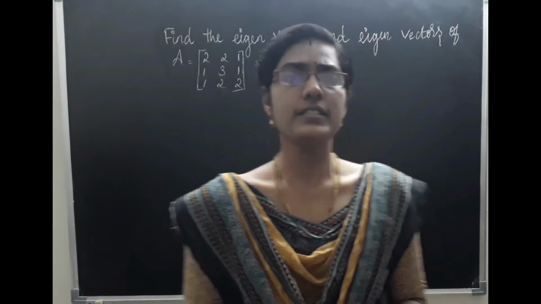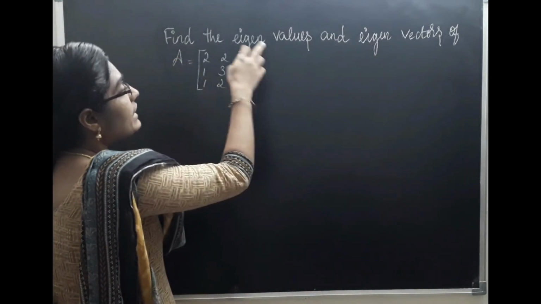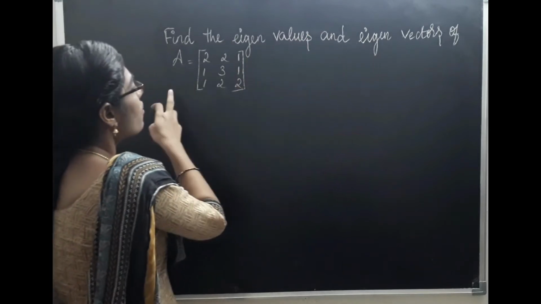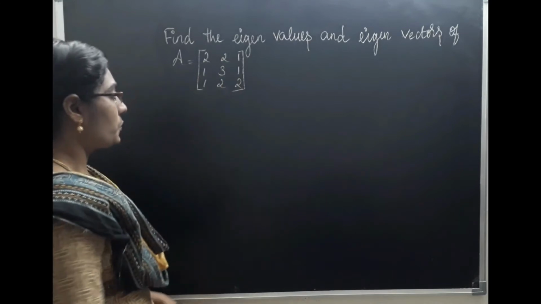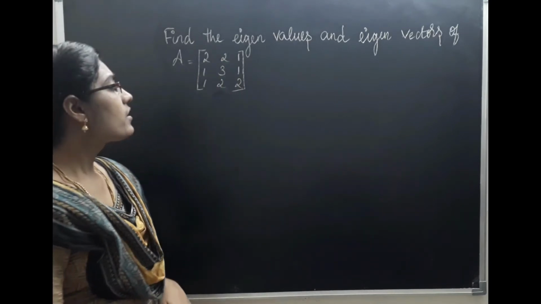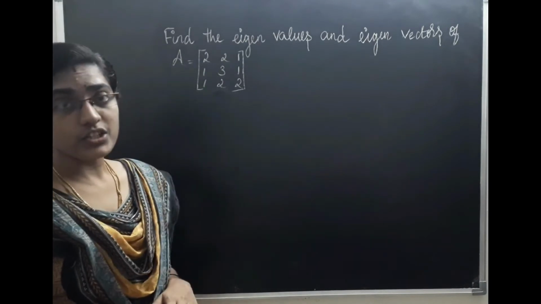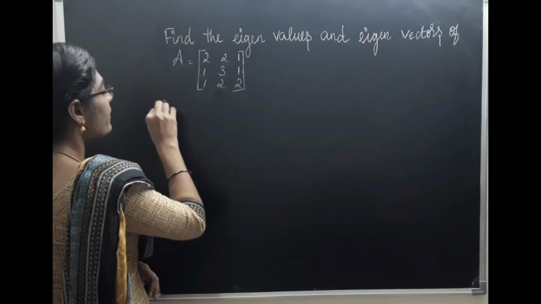Let's move on to the problem, friends. The problem is: find the eigenvalues and eigenvectors of the matrix A equal to [2, 2, 1; 1, 3, 1; 1, 2, 2]. Look here, this is a 3 by 3 matrix, right? So the characteristic equation is a cubic equation. So first let me start with the characteristic equation.